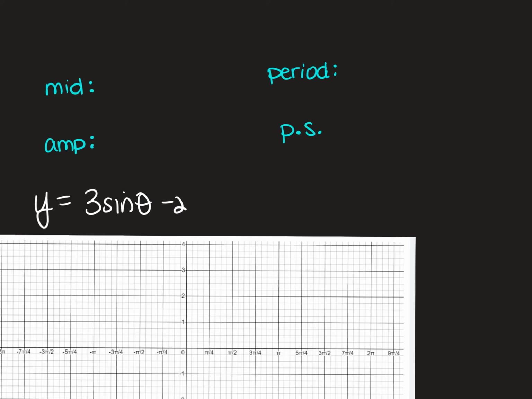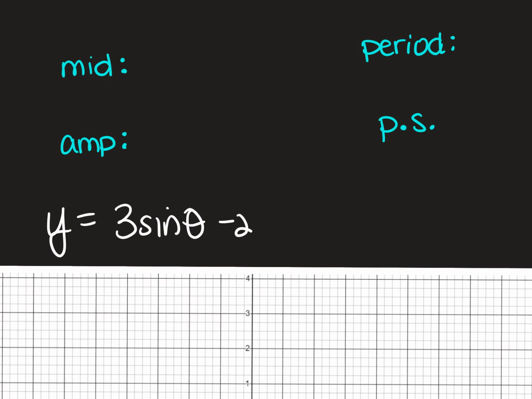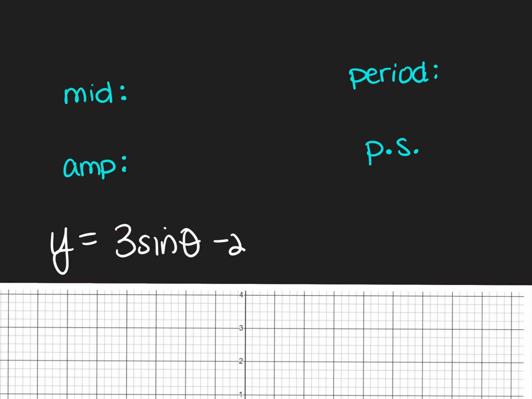So looking at our equation, what's the midline going to be here? Yes, good. It's an equation, so we say y equals -2. It's the k value in your function. Good. How about the amplitude? 3. And that is just the vertical stretch, so we just say 3.